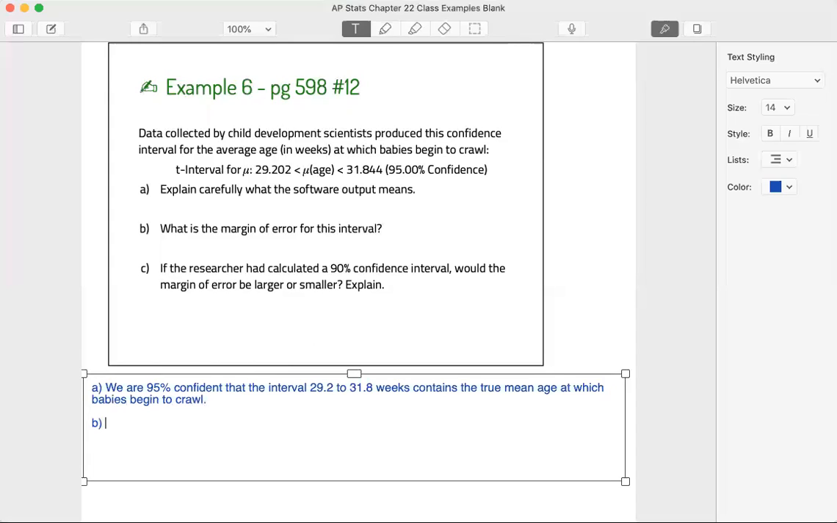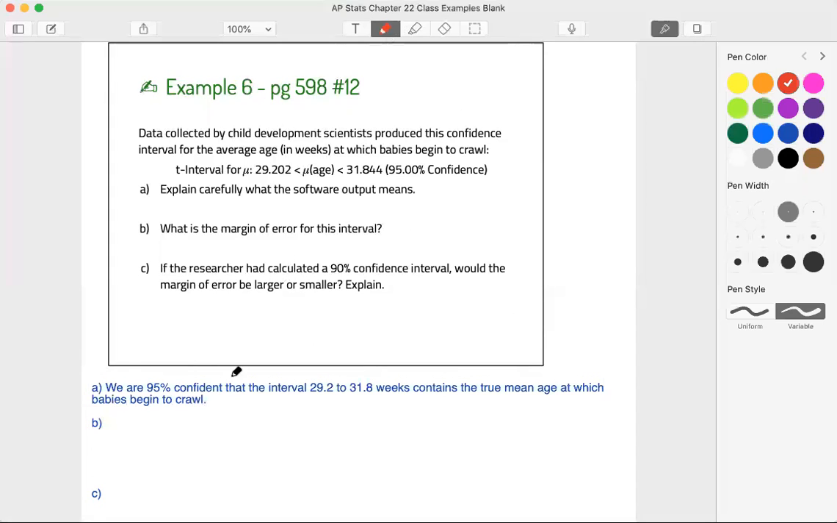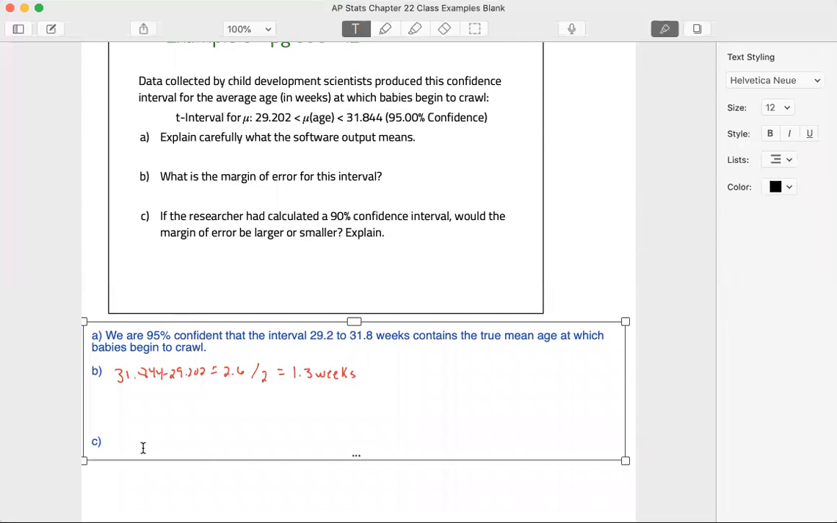Part B. What is the margin of error for this confidence interval? And then part C, we'll go ahead and answer that. For part B, what you do to find the margin of error is simply subtract the interval: 31.844 minus 29.202, and you get about 2.6 weeks. Divide that in half to get just the margin of error, and you get about 1.3 weeks.